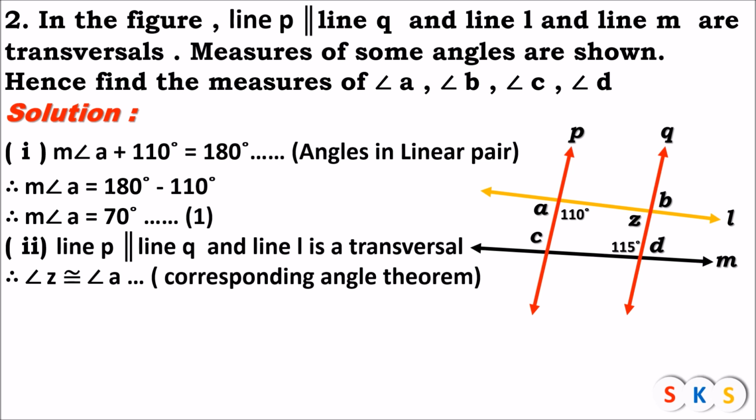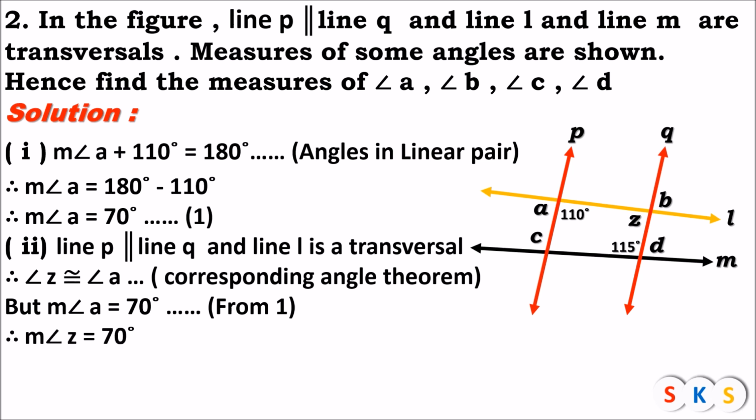You can see this figure. Can you find angle Z and angle A in this figure? Yes, you can see that angle Z and angle A are corresponding angles. Therefore, they are congruent. But measure angle A equals 70 degrees, from equation number 1. Therefore, measure angle Z equals 70 degrees.